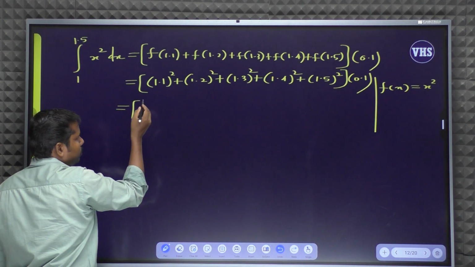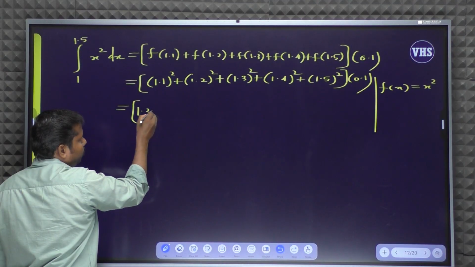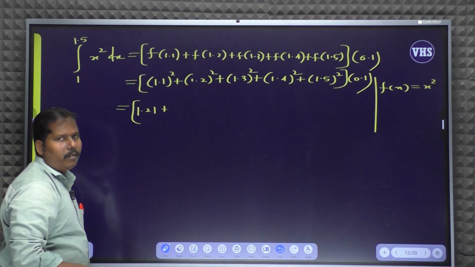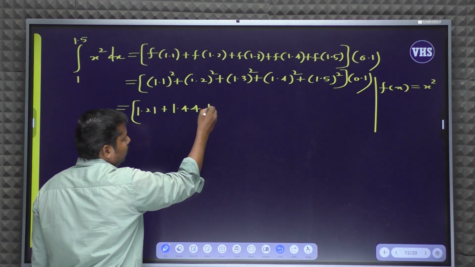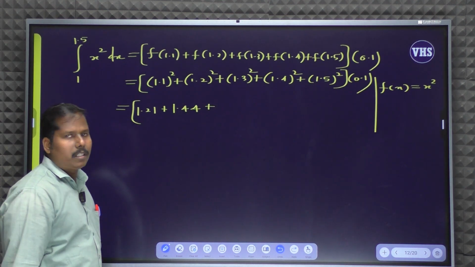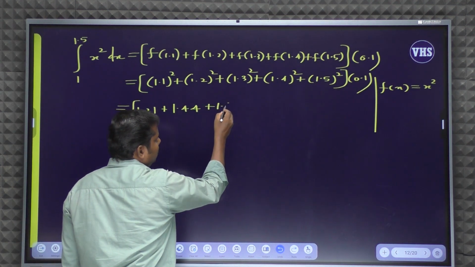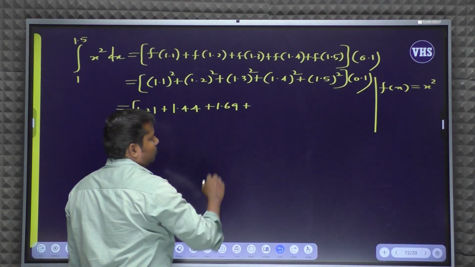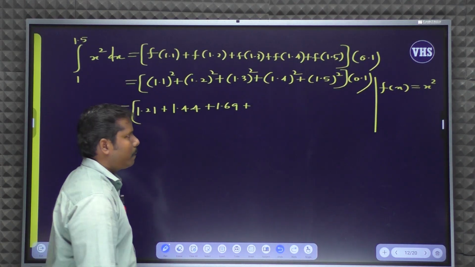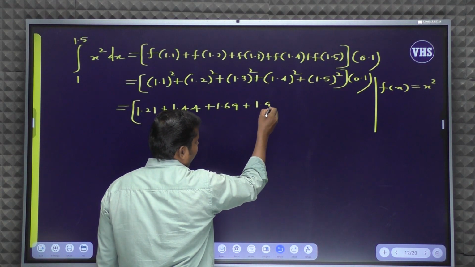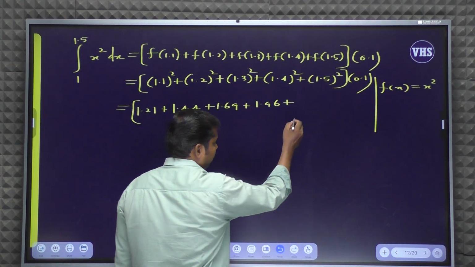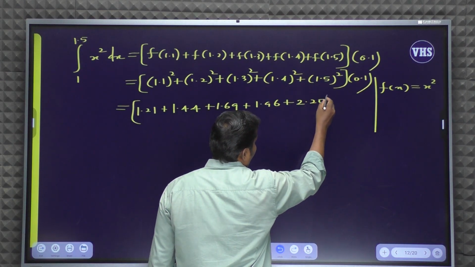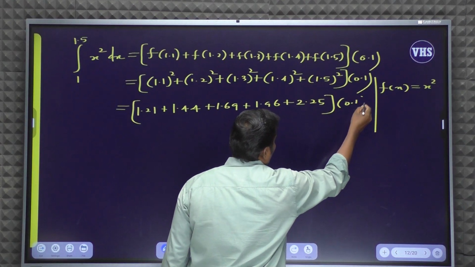11 11s are 121. 2 decimal points will be coming. So 1.21. 12 12s are 144, which means 1.44. 13 13s are 169. 1.69 will come up. 14 14s are 196. 1.96 will come out. And finally 15 15s are 225, which is 2.25 into 0.1.